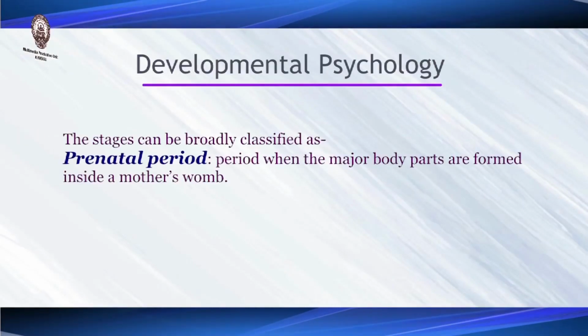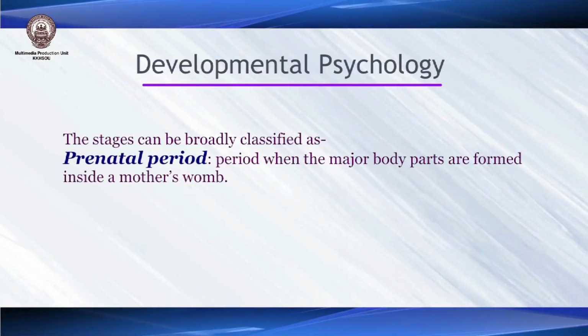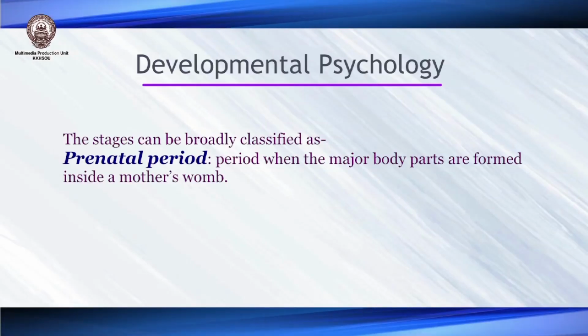So, coming to the elaborate discussion on the stages of developmental psychology, or the stages of development that we see in the human lifespan. The first stage is the prenatal period. It is the period when the major body parts are formed inside the mother's womb. So, prenatal means before birth. Here, after the baby is conceived in the mother's womb, the mind and the body parts start forming.